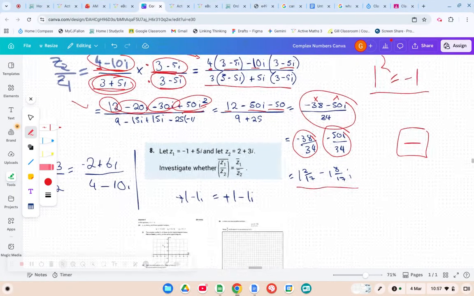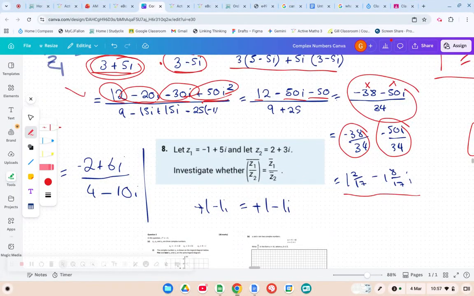Then we moved on. We took this question in class. This question was from the book. Z1 is equal to minus 1 plus 5i. Z2 is equal to 2 plus 3i. Investigate if this equals this. What is this? This is the conjugate of Z1 over Z2. So you find Z1 over Z2, like we were doing above, same method, and whatever answer you get, take the conjugate of your answer. And then see if this side is equal to this side.